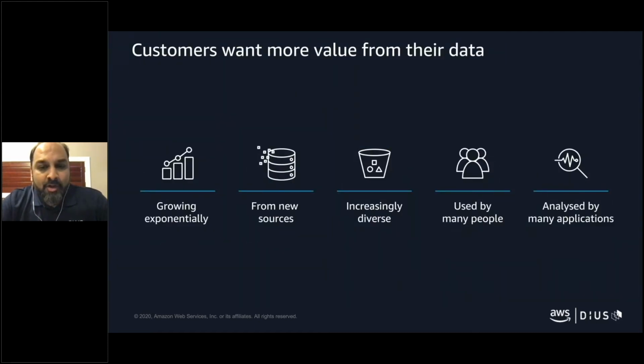So moving on to data, we hear from companies all the time that they're looking to extract more value from their data, but struggle to capture, store, and analyze all the data generated by today's modern and digital businesses. Data is growing exponentially, coming from new sources, is increasingly diverse and needs to be securely accessed and analyzed by any number of applications and people.